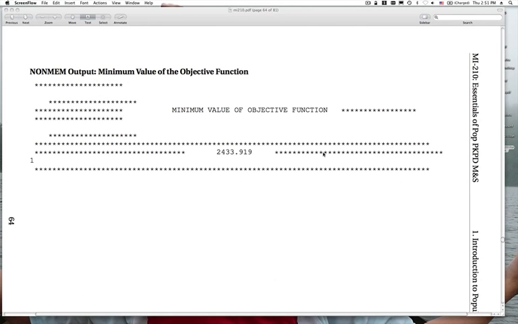What are other components of the diagnostic? One that's not very useful on its own, but is reported as part of the output, is the minimum value of the objective function. Here I've replicated just the way it looks in the NONMEM output the minimum value of the objective function for a model: 2433.919. Really it's meaningless by itself. But as we saw with the regression spreadsheet, as we improve the model fit under the same estimation method, this objective function will drop, and we can compare competing models within the same estimation method by using statistics that are based on this minimum value of the objective function.